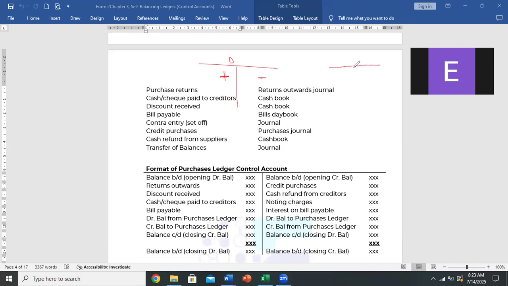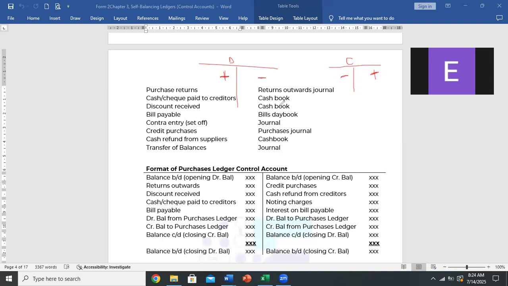But we also noted that for creditors, they have a credit balance. So if the item is going to increase their balance, we credit, and if it's going to decrease their balance, we debit. So that is the opposite of the debtors account. So for creditors, since they have a credit balance, when the item is going to increase it, we credit, and if it's going to decrease it, we debit.